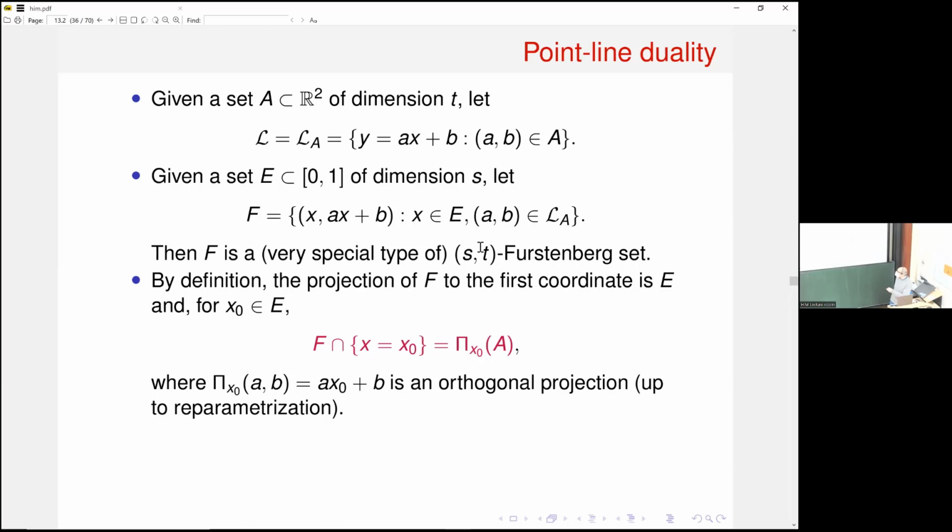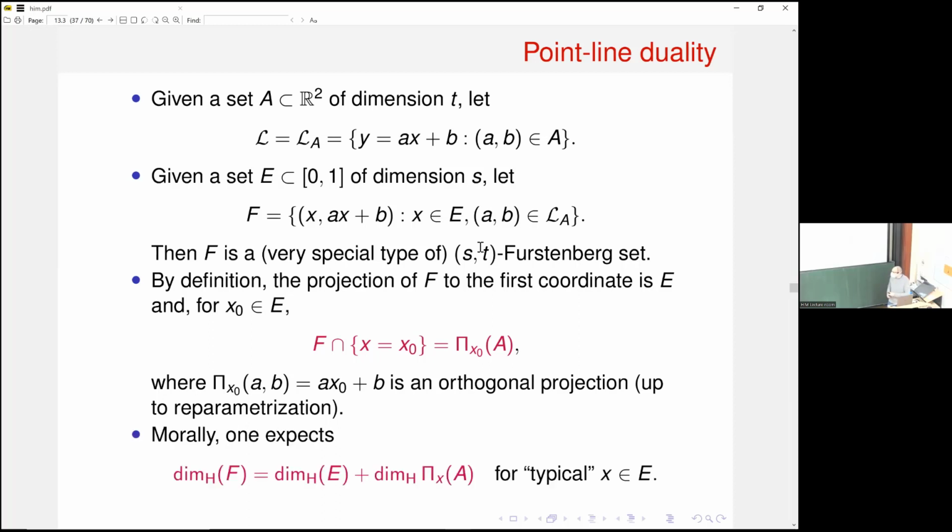So again, for this very special sort of product Furstenberg sets, the vertical slices are either empty if the point is not in E, or if the point is in E, they are given by an orthogonal projection, parameterized by E, of the set of parameters for the set of lines. And this suggests that at least morally, if there was, which there isn't, but let's assume for a minute that there is a sort of natural Fubini relationship for Hausdorff dimension, then the dimension of F should be the dimension of E, so the dimension of the projection to the first coordinate, plus the dimension of a typical slice. Again, this is not true, but morally, this is what one expects.